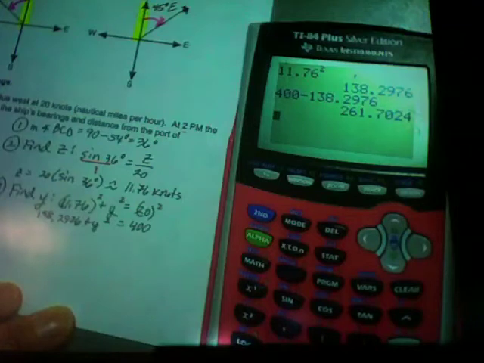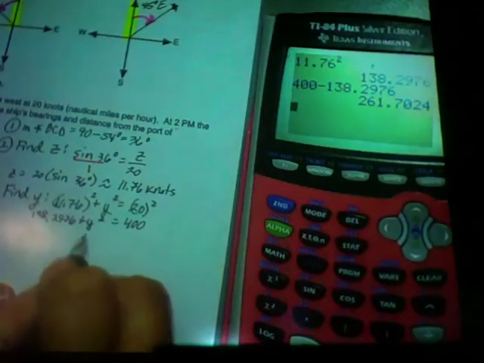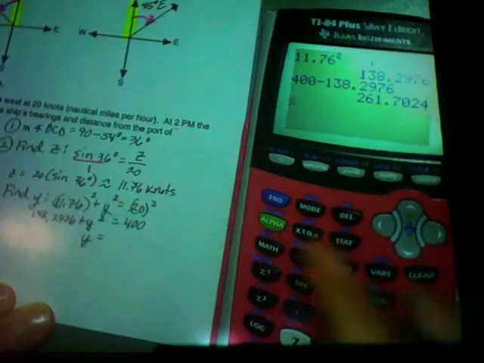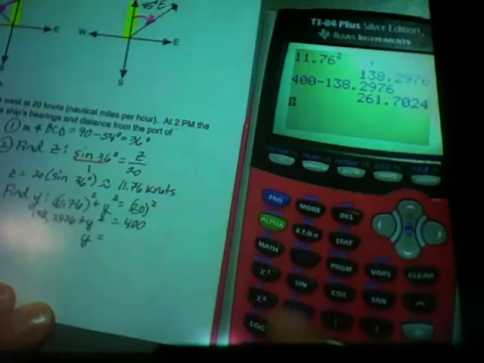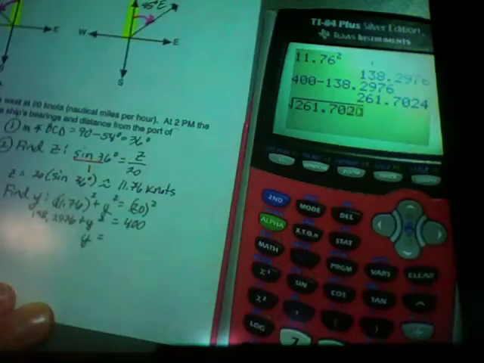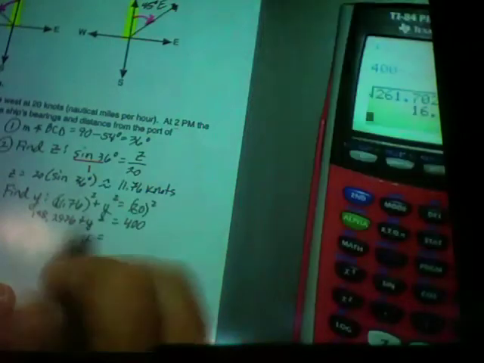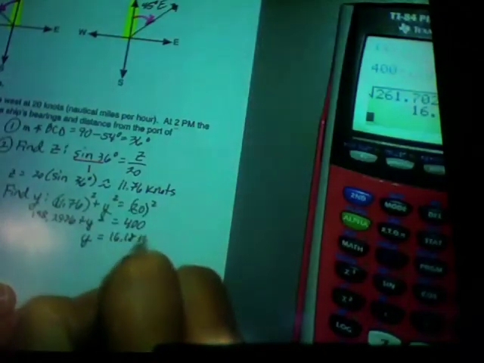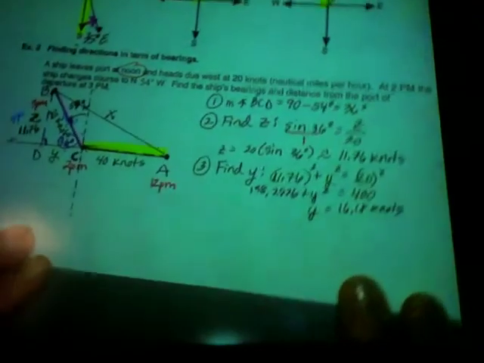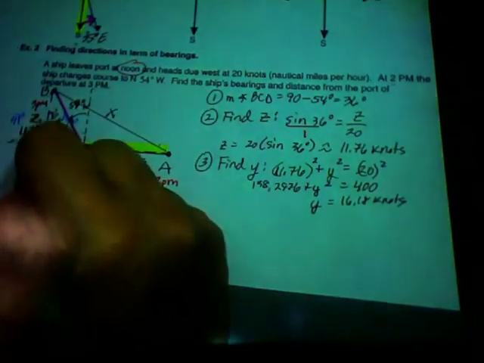And then what do we do with that? And then take the square root. And we get approximately what? 16.18. And that's again knots.